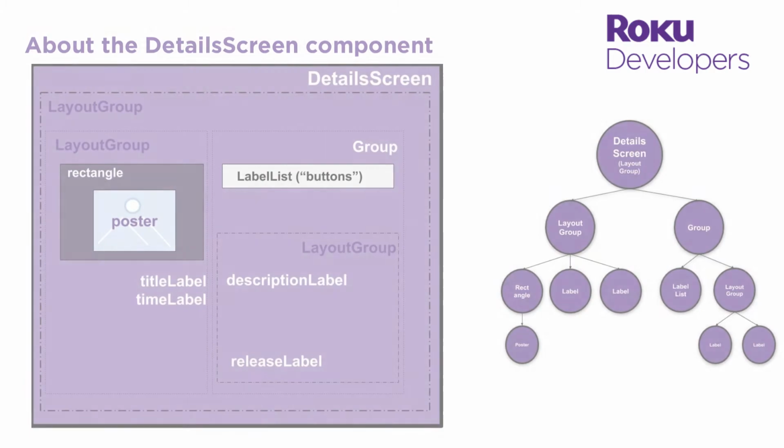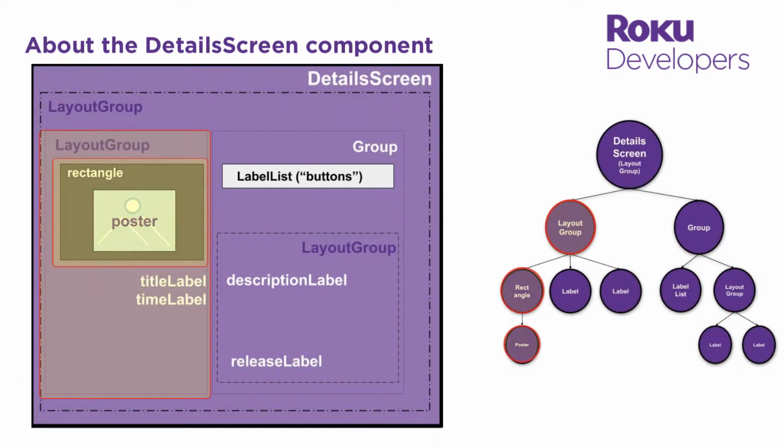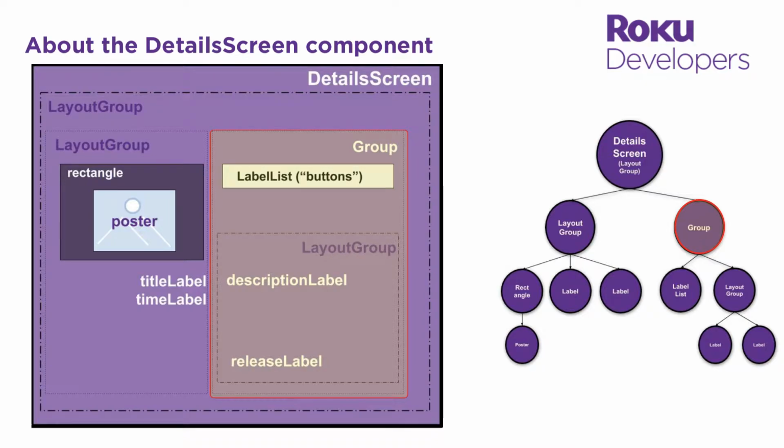The Detail Screen contains a layout group that includes a rectangle and poster for the content item's thumbnail, and labels for the item's title and duration. And it contains a group node that includes a label list for the screen's play button, and a nested layout group with labels for the item's description and release date.